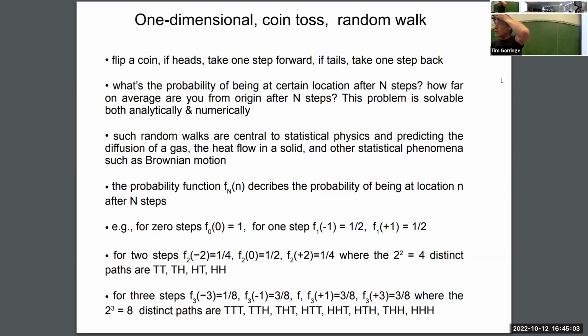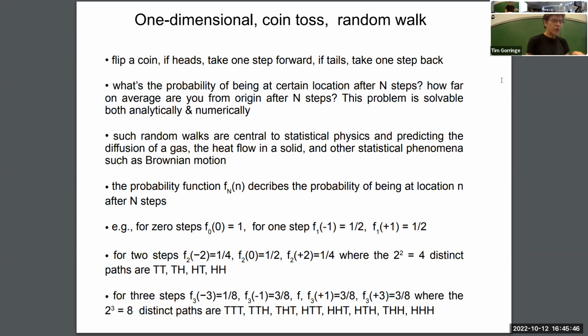Okay, so this is the problem that we're going to look at. We're going to flip a coin. If it's heads, we'll move 1 step, say, towards the right or forwards. If it's tails, we're going to move 1 step towards the left or backwards. And then we're going to carry this out many, many times. And the question that we're going to try and answer is, after a certain number of steps, what's the probability of you being located at a certain displacement from the origin, from where you started? So that's an interesting question.